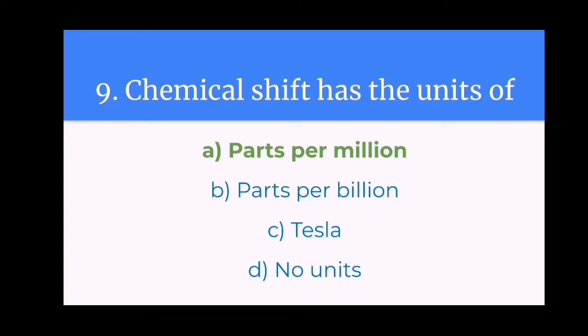Next is, chemical shift has the units of A. Parts per million, B. Parts per billion, C. Tesla, D. No units. Correct answer is A. Parts per million.